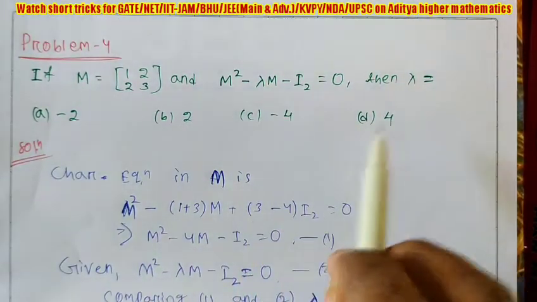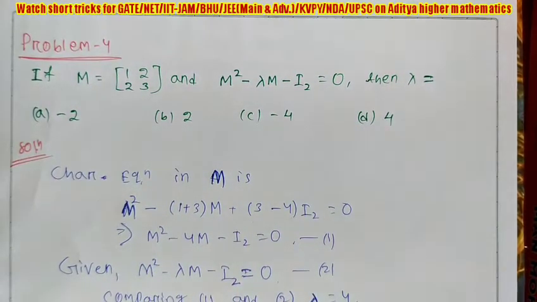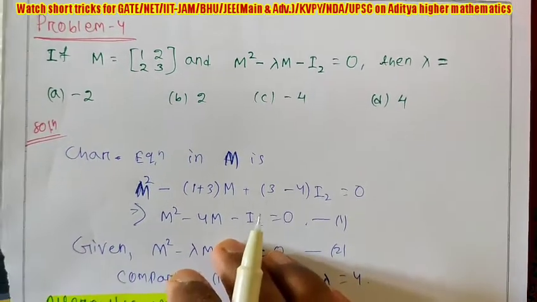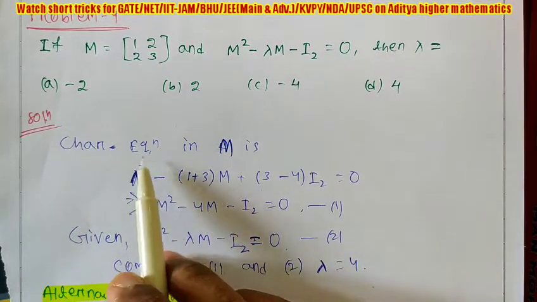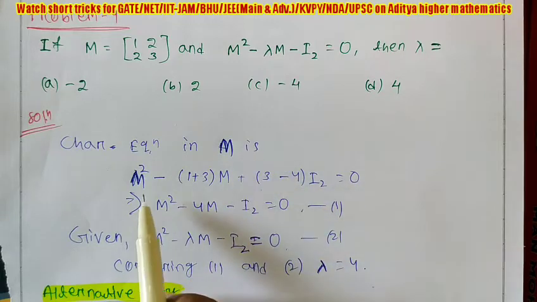Here one polynomial is given and that unknown you have to find out. Understood? In total, I will solve this question in two ways. Both ways you will get some knowledge. First write the characteristic equation in M.